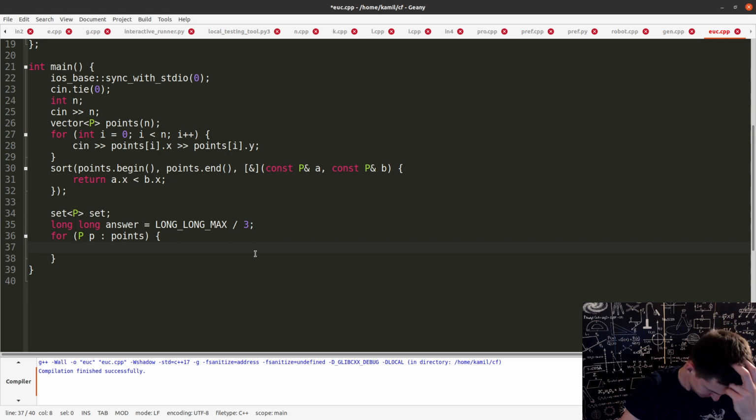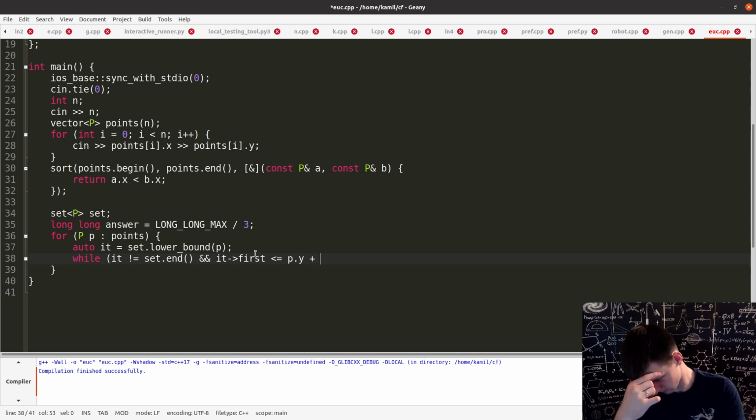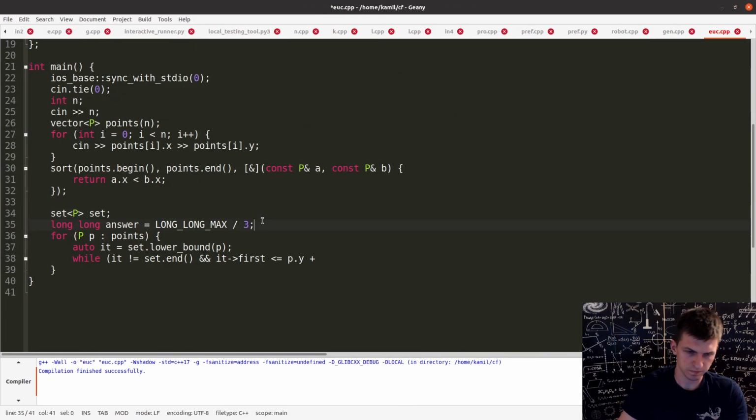Okay. While it's not the end and its y coordinate is smaller or equal than by plus answer, but as a double. Answer as a double. I wonder if I should use doubles for that. Let's do it this way.